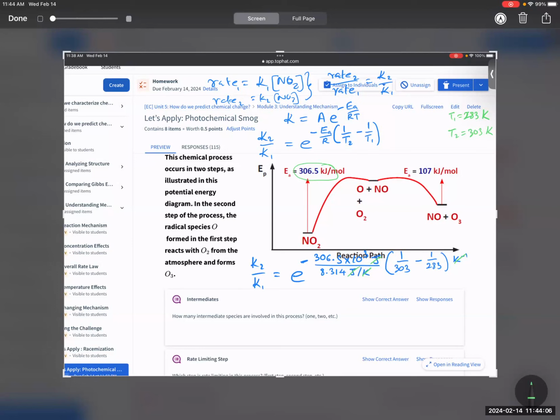Obviously, this part gave me negative. Let's see, I have 0.00023332, so I can write this as 2.33 times 10 to the power of minus 4. Okay, for that. And then for this part, I get, let's see, I have 306.5.